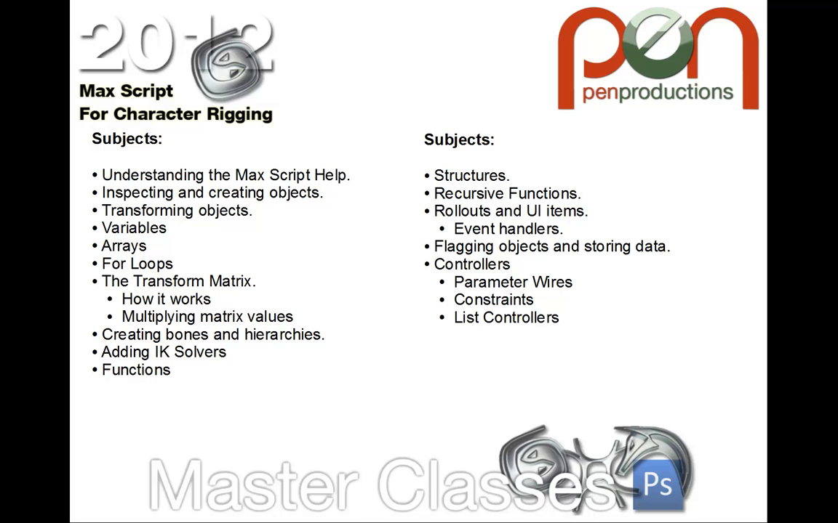Inspecting and creating objects, how to get around and actually figure out how to deal with objects and everything. Transforming objects, through the basic move and rotate commands. Variables, arrays, and for loops, in case you don't understand those. Not everybody does, so I want to breeze over those really fast.